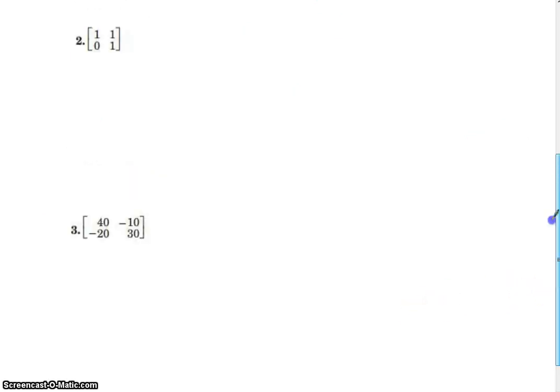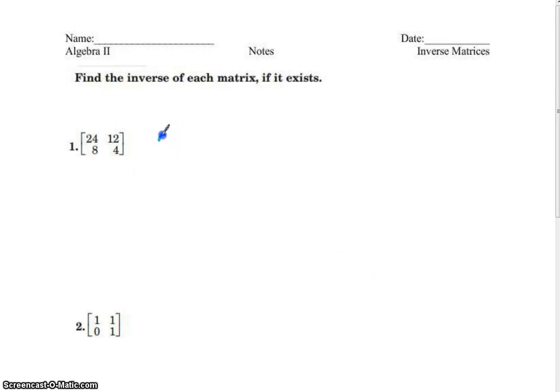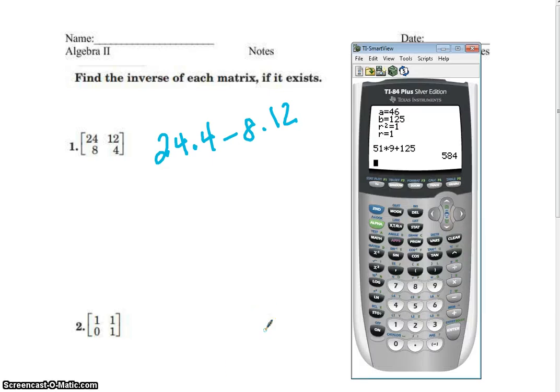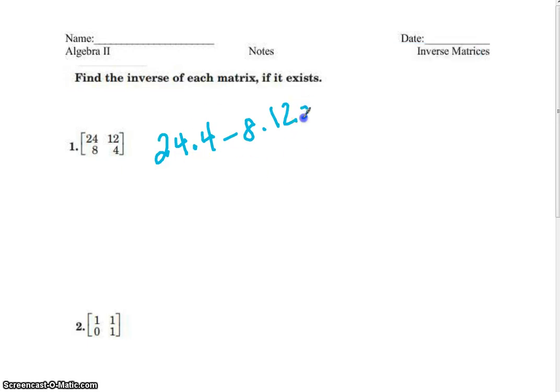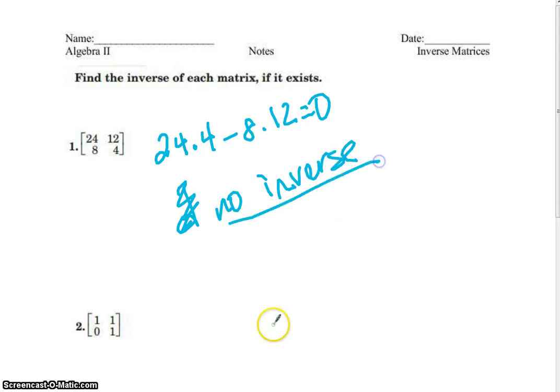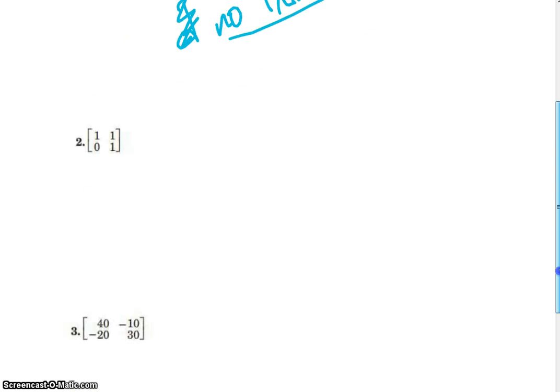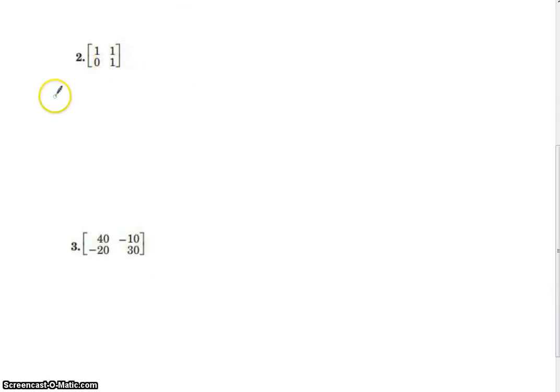Looking at number 1, you start by saying 24 times 4 minus 8 times 12. And if you punch this in your calculator, 24 times 4 minus 8 times 12, you get 0. If you ever get 0, then you have to say that there is no inverse. There's not an inverse for this problem, which means you like it because you go on to the next one. So 1 times 1 is 1 minus 0 times 1 is 0 equals 1.